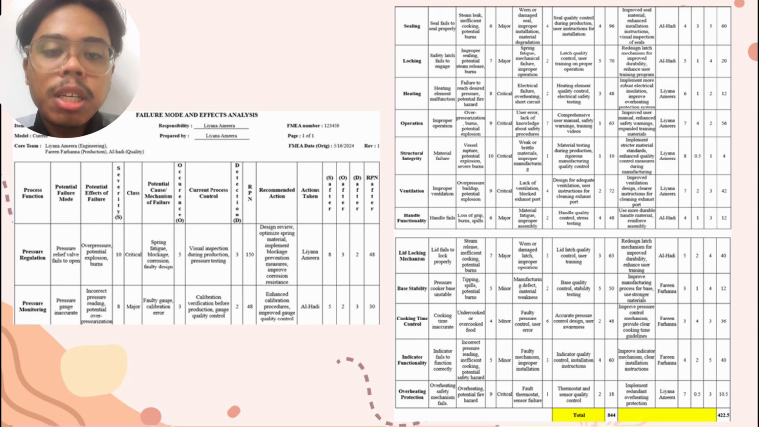The FMEA table highlights critical and major potential failure modes, their causes and effects, and the systematic approach ensures that the most significant risks are prioritized and mitigated effectively. In summary, the FMEA process identifies key risks associated with pressure cooker operation and implements targeted actions to improve overall safety and reliability, ensuring potential issues are addressed systematically to reduce the risk of failure and enhance user safety.